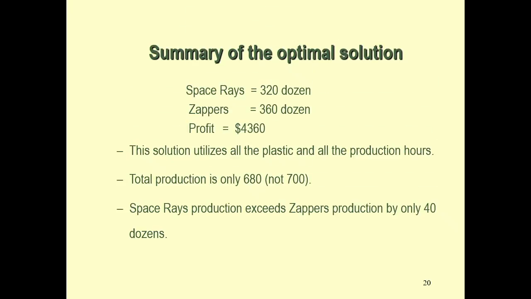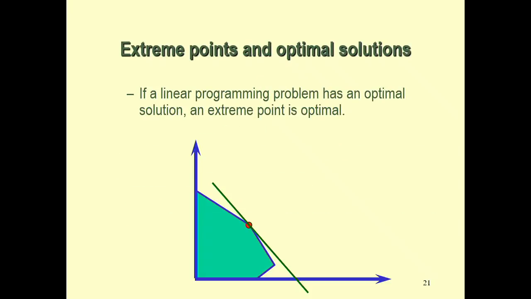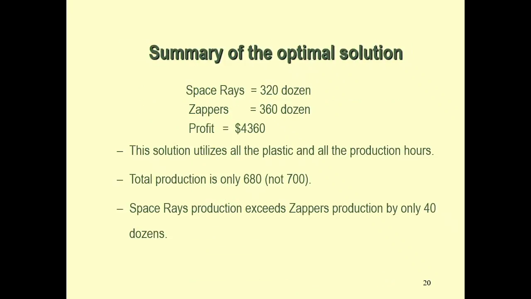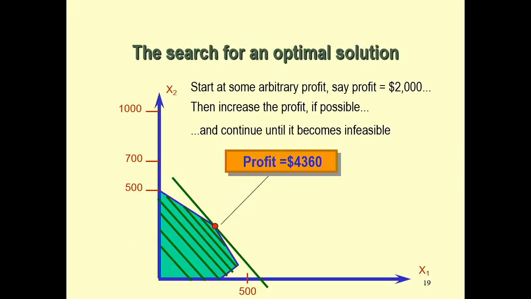Now, it adheres to all the constraints. We use all the resources. Space rays production exceeds zappers, but only by 40 dozen. Well, it doesn't actually. Zappers is over space rays, and it increased the profit. I don't know if you remember our rule of thumb. We were only making $4,100 for a production run. Now we're making 4,360. Now, why do I show you this?